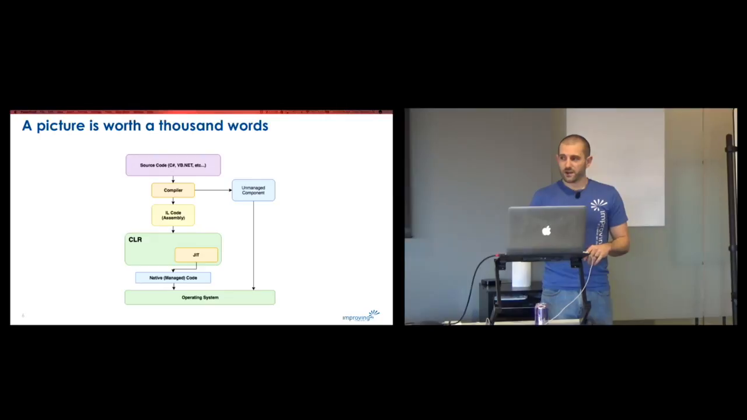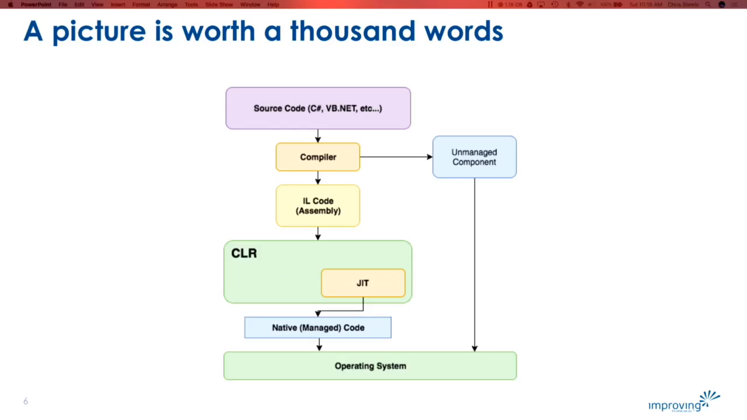So what does that look like? I want to give you guys a picture so you guys can maybe understand it a little bit better. So you start with your source code, and then you compile it, and then it spits out the code. It runs on the CLR, the JIT, people call it JIT or jitter, you'll hear. It compiles it to machine code, which runs on the operating system.